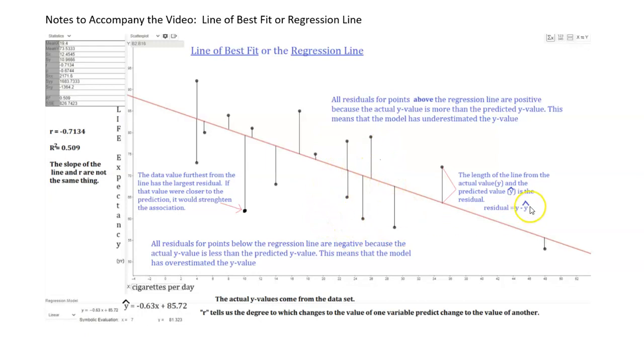Now, we call the actual value y and the predicted value y hat. That's drawn terribly, and I apologize for that in advance.